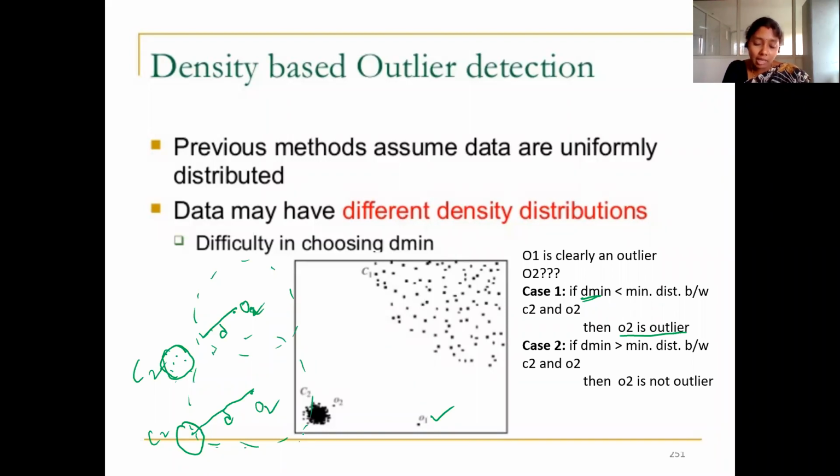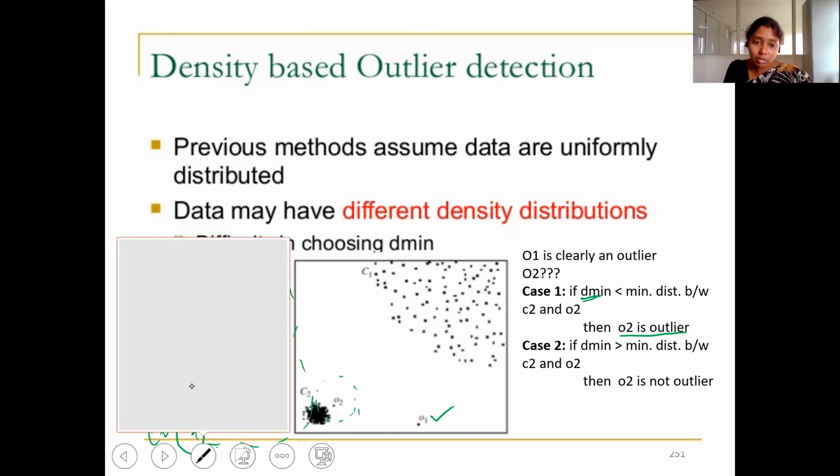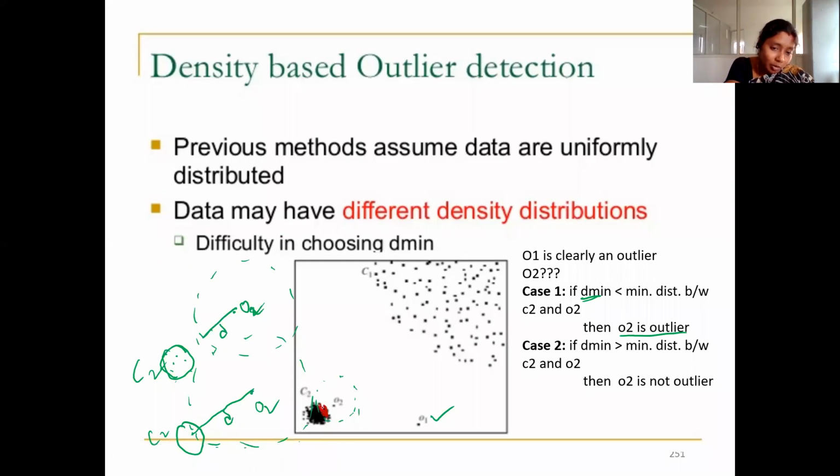So what happened here? Some part of the cluster C2 is present in the neighborhood of O2. That means some part of cluster C2, you can imagine like this. So all these elements become neighbors of O2. Why? Because we have chosen this d min greater than the minimum distance between C2 and O2.